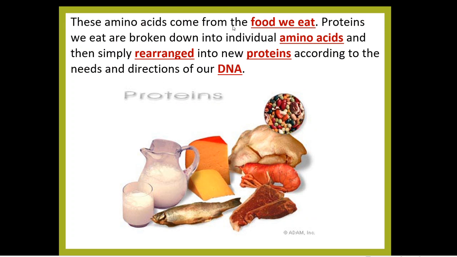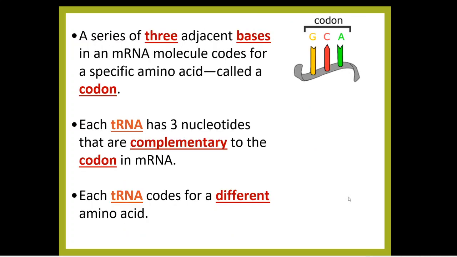And these amino acids come from the food we eat. Proteins we eat are broken into individual amino acids and then simply rearranged into new proteins according to the needs and direction of DNA. So all this stuff goes into your body, you digest it, you break it down into the certain amino acids, and then our body turns it into whatever DNA has coded for, okay?